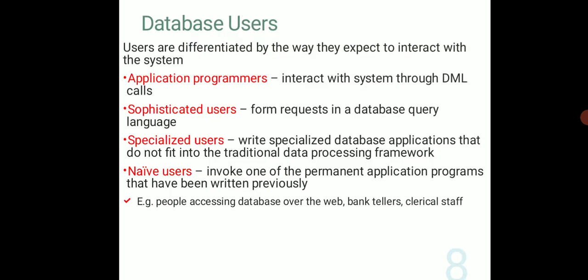So database users: there are different types of users by the way they expect to interact with the system. First, application programmers interact with the system through DML calls. Sophisticated users form requests in a database query language. Third, specialized users write specialized database applications that do not fit into the traditional data processing framework. Naive users invoke one of the permanent application programs that have been written previously. Example, people accessing the database over the web, bank tellers, clerical staff.